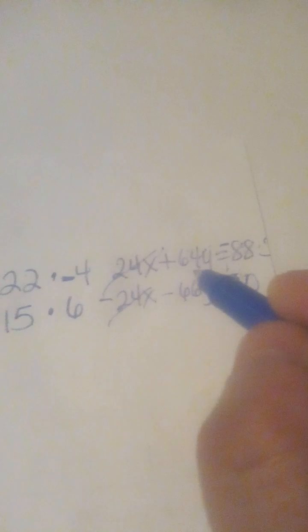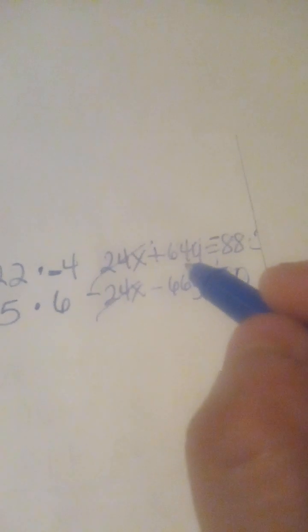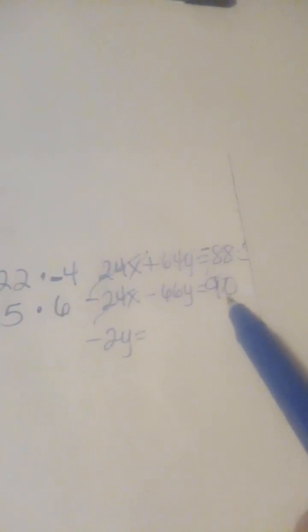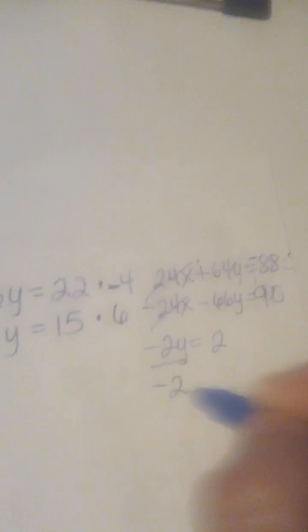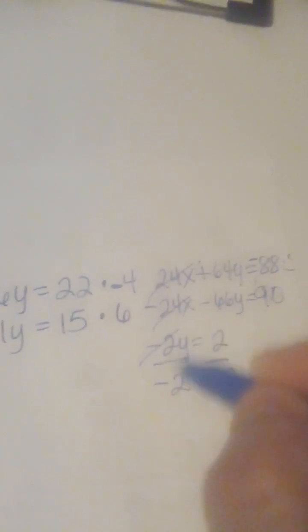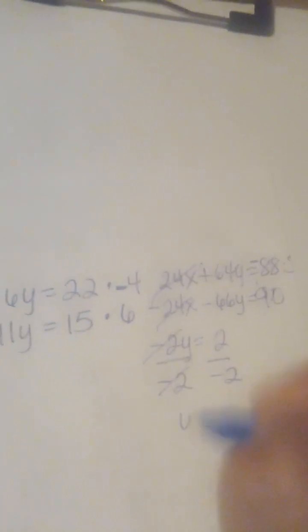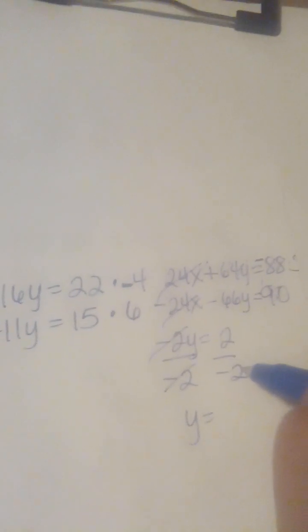Now we can cross out the x's. We have 64y minus 66y, which gives us a negative 2y. Then we have negative 88 plus 90, which gives us a positive 2. And then we divide by negative 2 on both sides of the equation to get rid of the negative 2. We got y equals positive 2 divided by negative 2, which is negative 1.